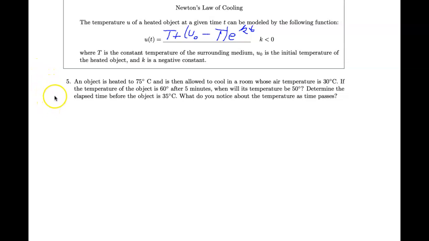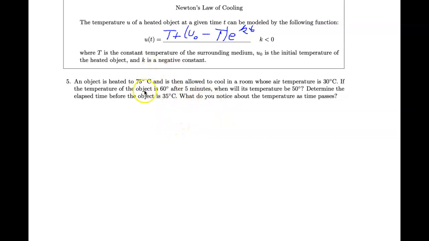So the problem that we're looking at is an object is heated to 75 degrees Celsius and then is allowed to cool in a room whose air temperature is 30 degrees Celsius. If the temperature of the object is 60 degrees after 5 minutes, when will its temperature be 50 degrees? We want to determine the time elapsed before the object is 35 degrees Celsius, and what do you notice about the temperature as time passes?